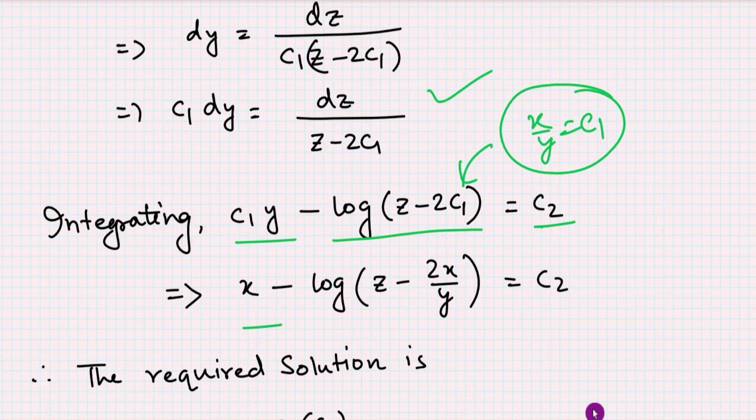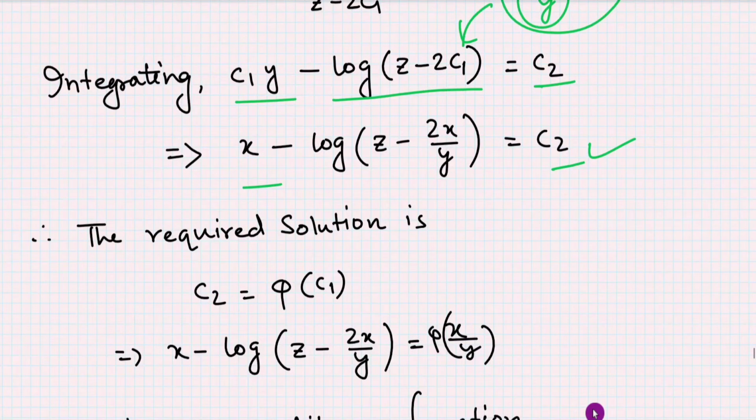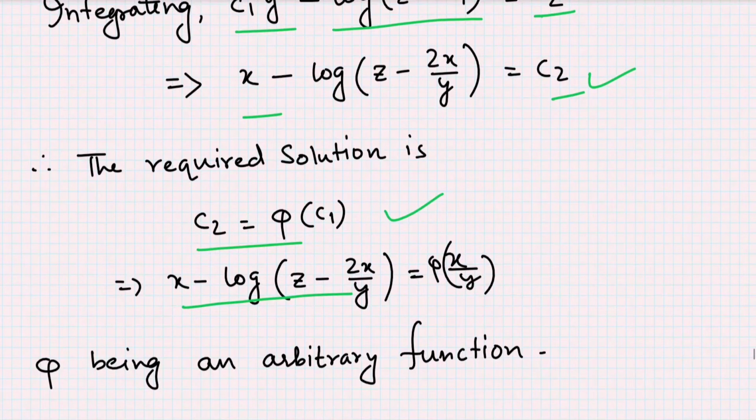So we put in place of c1, this is equal to x by y. So if we put the value of c1, then we get x minus log of z minus 2x by y, this is equal to c2. Now the required solution is, if we write c2 equal to phi of c1, this is a form to write the solutions. So the required general solution is x minus log of z minus 2x by y equal to phi of x by y, where phi is an arbitrary function. So this is type 2 case 2.